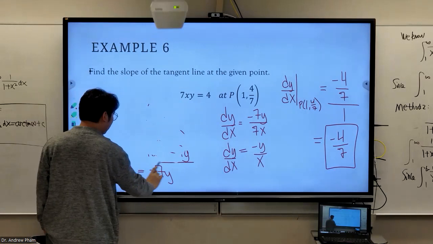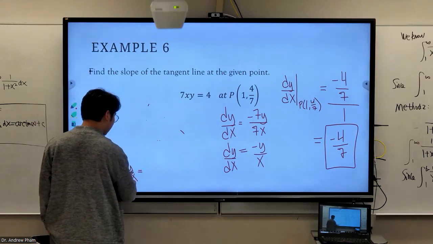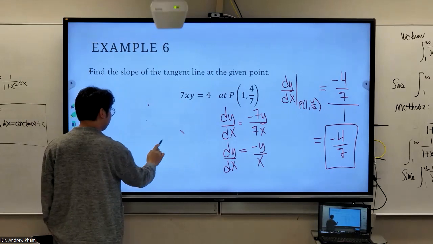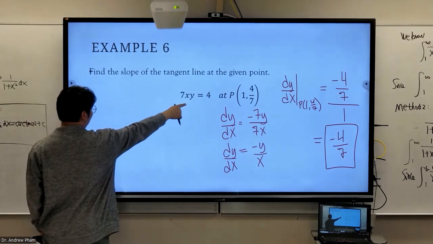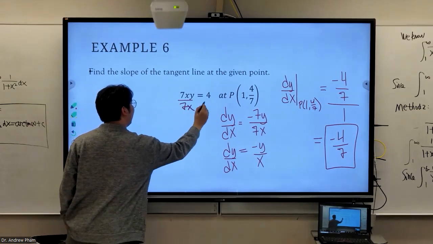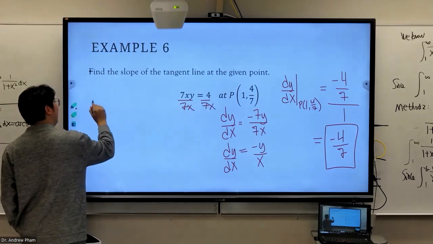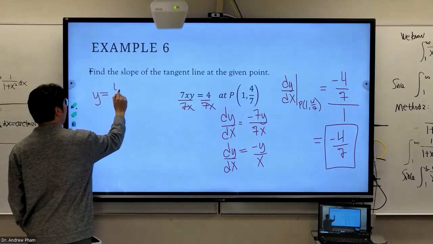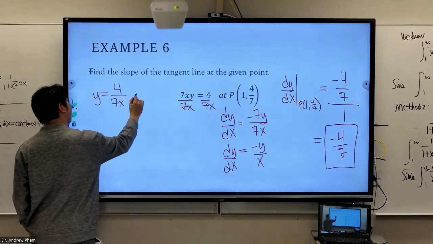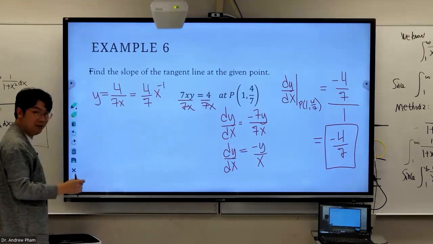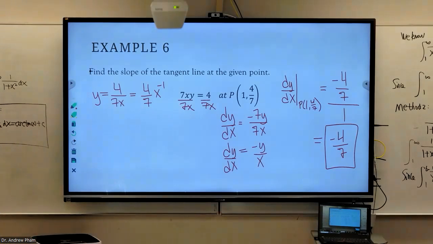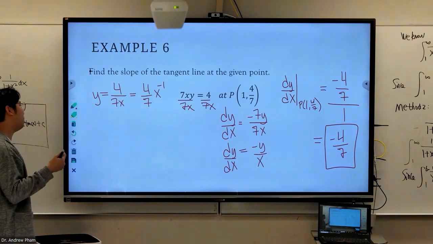So I'm going to erase this left side. In this first method, we did implicit differentiation immediately. However, if I look at this, let's solve for y. I can do that by dividing by 7x on the left and the right from the beginning. We get y is equal to 4 over 7x. Or we can write it as 4/7 x to the -1 power. That's still the same expression. Again, a negative power means I can move it from the bottom to the top, numerator to denominator or vice versa.